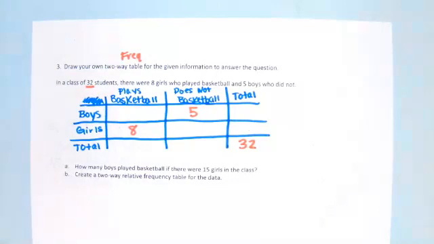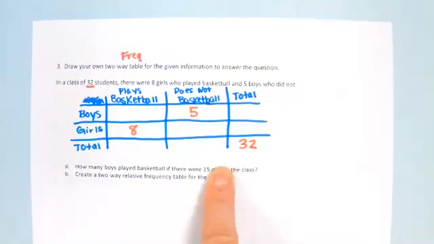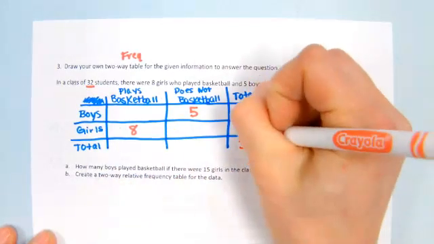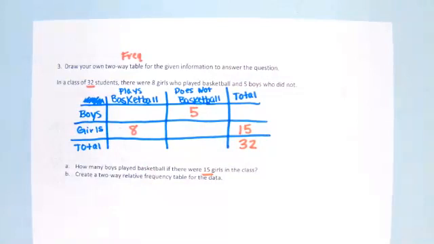Okay. Now, that's not enough information yet, right? We have nothing in here where there's 2 places. So we got to read. How many boys played basketball if there were 15 girls in the class? So where does 15 girls go? Total girls, right? So now this is enough information. Before we answer this question, we can fill out the rest of the table, right? What can I fill out first?